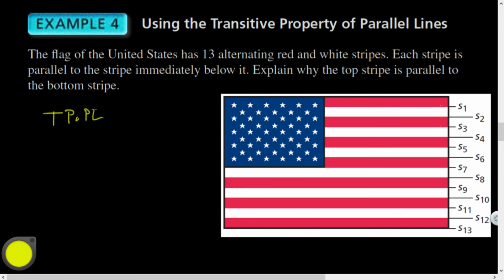True story. And eventually, by T Popple, I'd be able to say S1 is parallel to S13. I won't make us write all of it, but it's lots of T Popples, right? S1 to S4 and S1 to S5, and therefore S1 to S5 and S5 and S6 and S1 to S6.